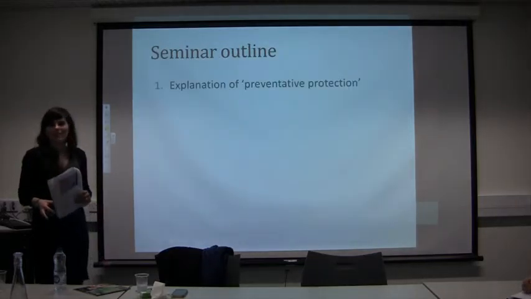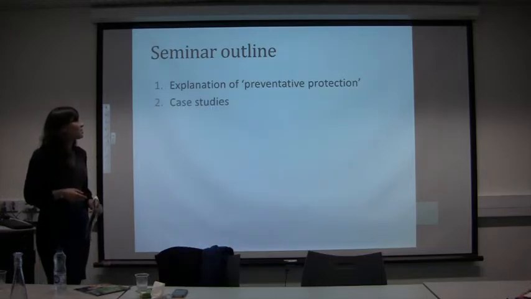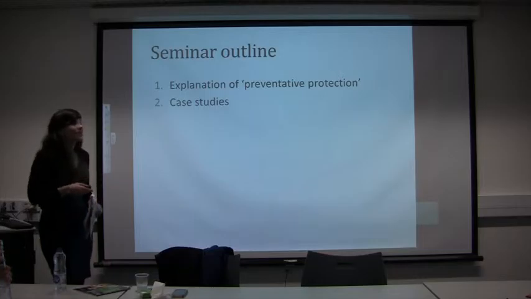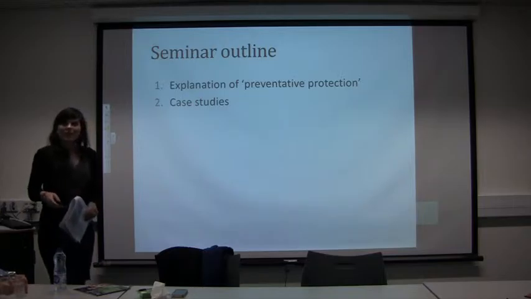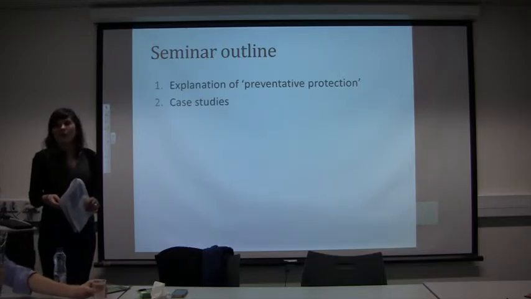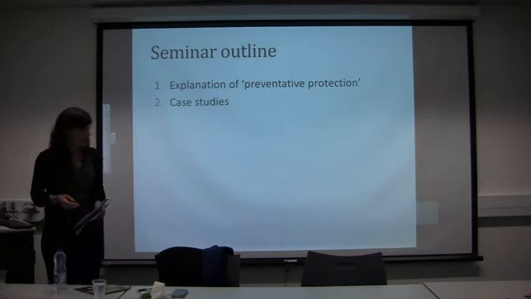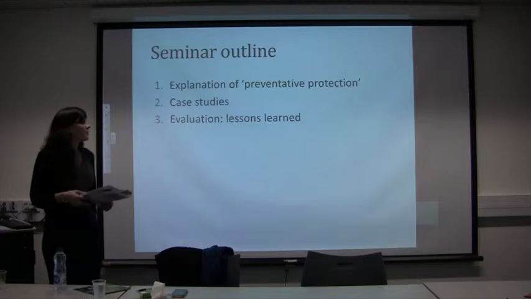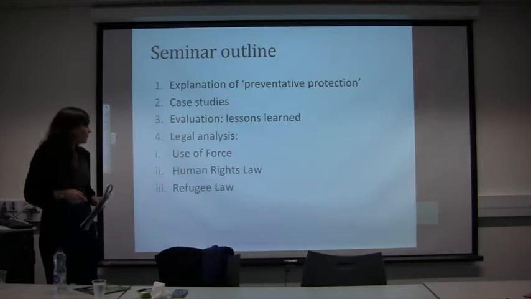To give an outline of what I'll do today, I'll go into a little bit more detail on what preventative protection is. I'll discuss some case studies. Depending on how much time I have, that will determine how many I go into, but I will certainly look at Iraq in the 1990s and Bosnia. Probably, if I have time, I'll look at Afghanistan in 2000, but we'll touch upon this idea of having a safety zone in Syria more recently. I'll do a quick evaluation on this, lessons learned: why have certain safety zones been more successful than others, and what are the key criteria that determine the relative success, for lack of a better word, of a safety zone.